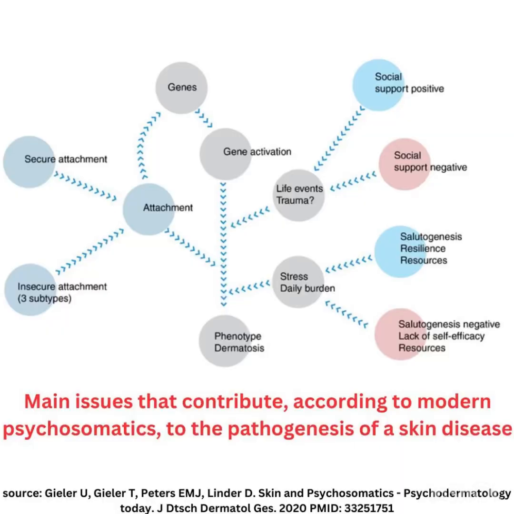So, as you can see here, for example, in this diagram, the main issues that contribute, according to modern psychosomatics, to the pathogenesis of skin disease, there are different parameters. There is separation, there are many life events like trauma, there is our attachment to things and to people, there is also how we are dealing with social support, and insecurity as well. So many factors play a role and can also be related to skin pathology, to skin diseases.